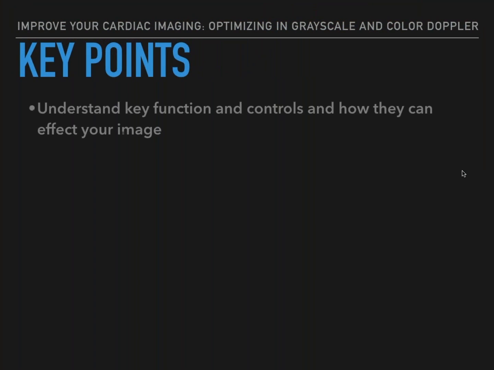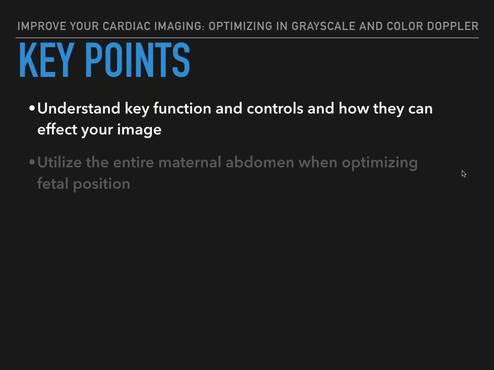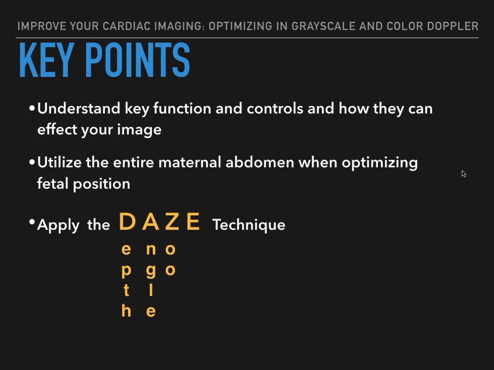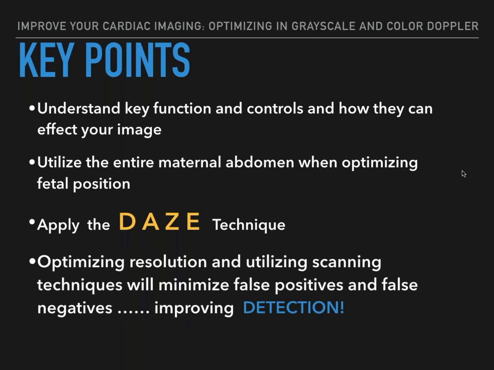So key points: you want to understand your key functions and controls and how they can affect your image. Utilize the entire maternal abdomen when optimizing fetal position. Apply the DAZE technique: depth, angle, zoom, enhance. And optimizing resolution and utilizing scanning techniques will minimize false positives and false negatives, therefore improving detection.